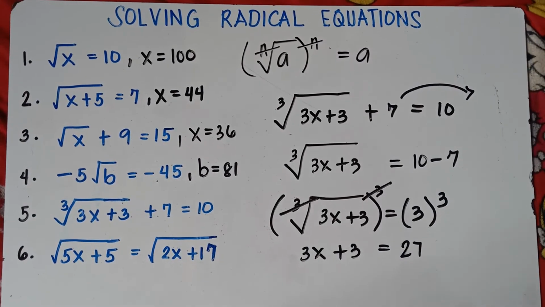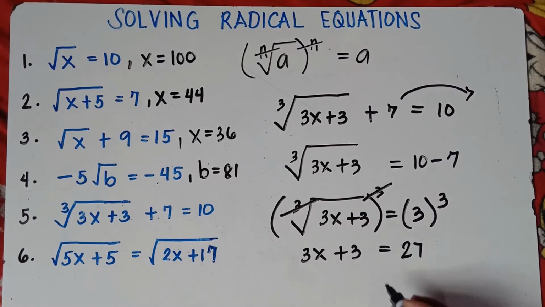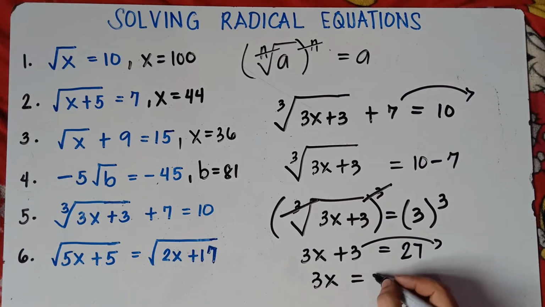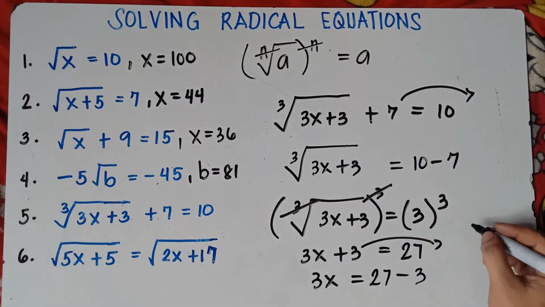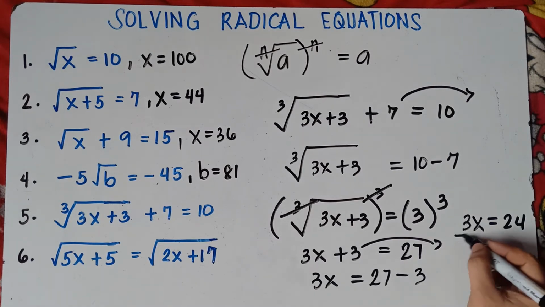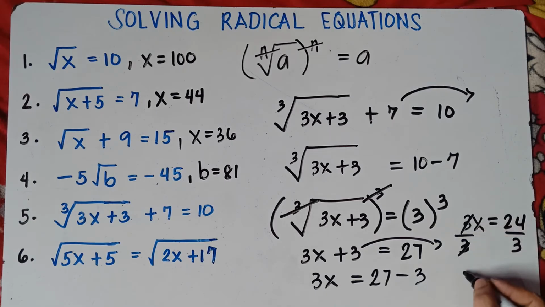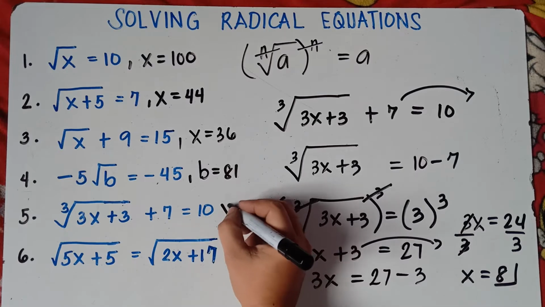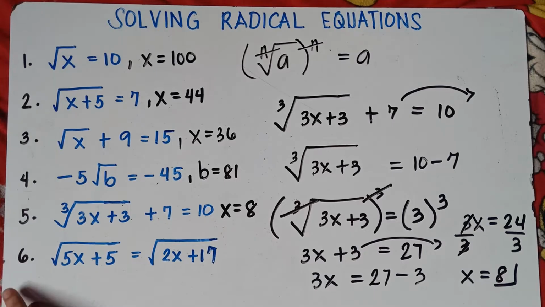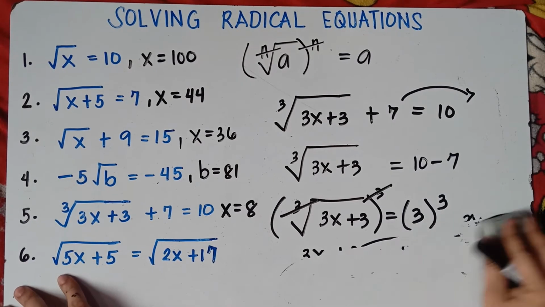And to get the value of x, we transpose 3 from left to right. So this is positive, it will be negative. So 3x equals 27 minus 3. And this will be 3x equals 27 minus 3, that would be 24. And to get the value of x, divide both sides by 3. Cancel this out, and our x is 8. That's it, class. That's the answer for number 5. Easy, right? For number 5. So let's check our answer. Okay, let's check. Our answer, class, is 8. X is equal to 8.